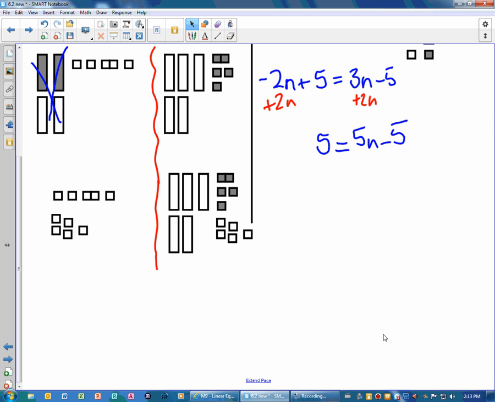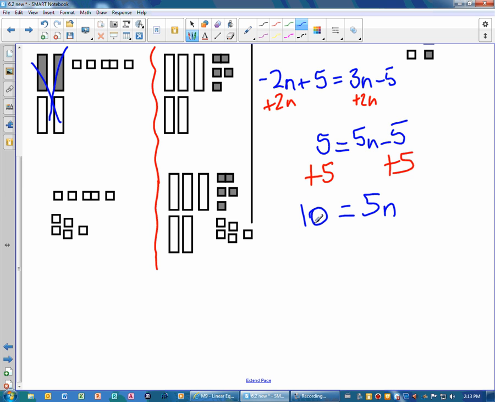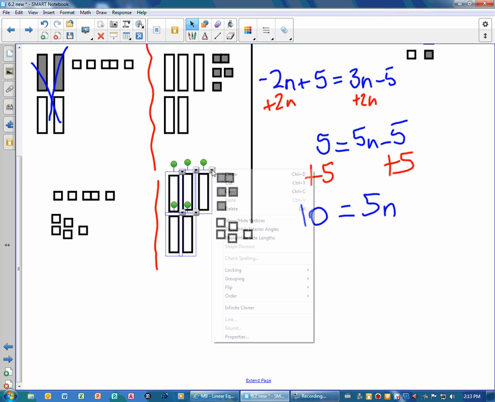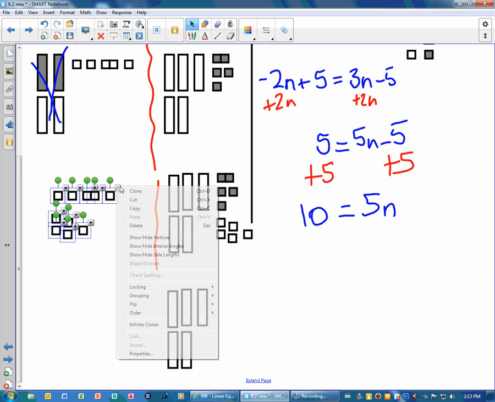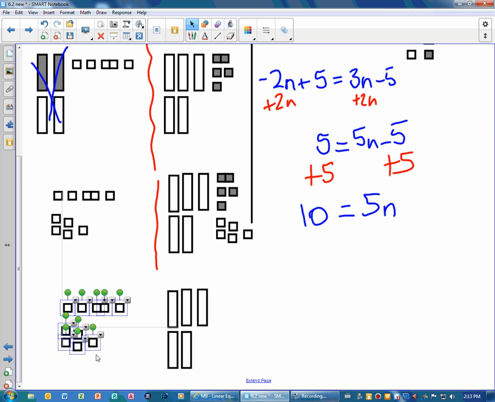Okay, so what have I done to both sides? I added 5. Add 5, add 5. So I'm left with 5n equals 10. Or with algebra tiles, I have these 5. Remember, these all added to 0. I have these 5 is the same as those.